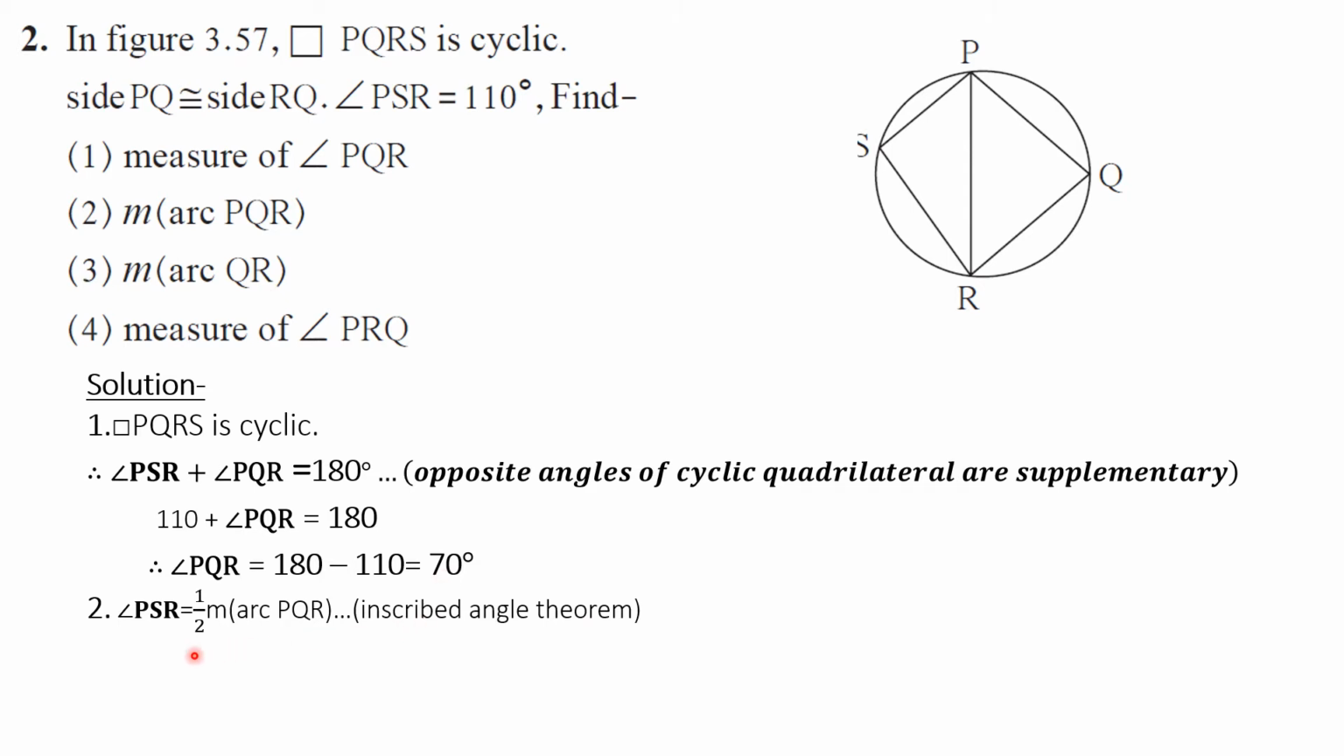Then, second, angle PSR, this angle is equal to 1 by 2 measure of arc PQR, and reason, inscribed angle theorem. Therefore, 110 is equal to 1 by 2 measure of arc PQR, replacing the value of angle PSR. Therefore, measure of arc PQR is equal to 110 into 2 is equal to 220 degrees. Hence, measure of arc PQR is equal to 220 degrees.